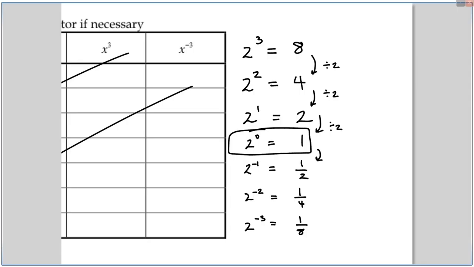2 to the 2 is 4. 2 to the minus 2 is 1/4. This is amazing stuff. 2 to the 1 is 2. 2 to the minus 1 is 1/2. 2 to the 3 is 8. 2 to the minus 3 is 1/8.